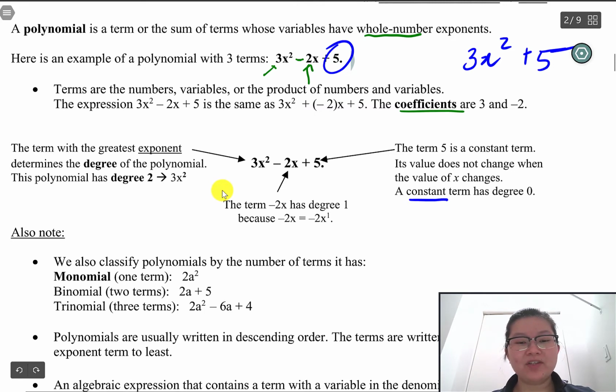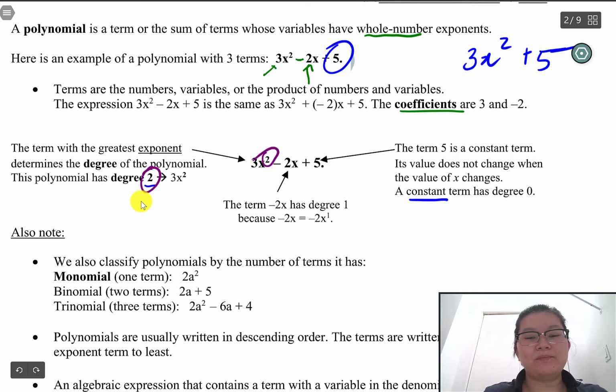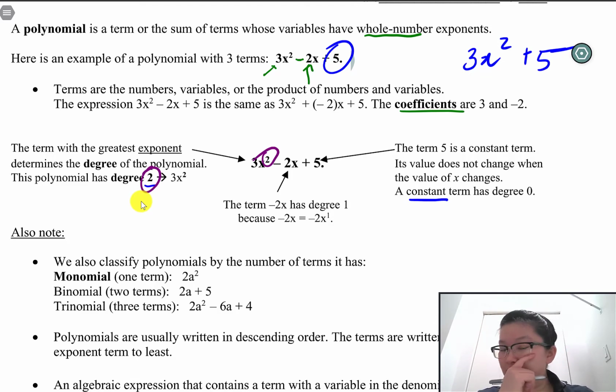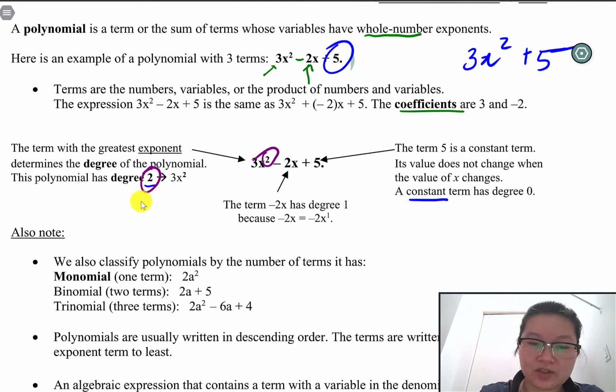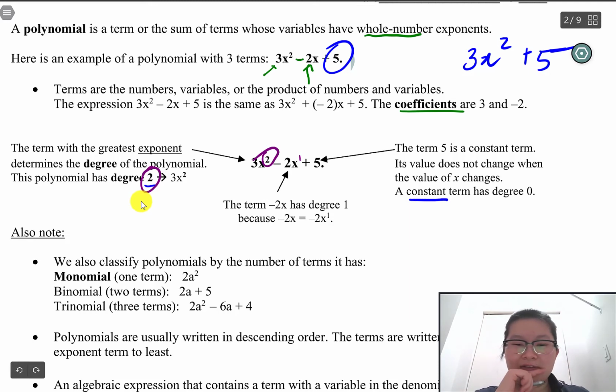Now, what are some things that we call these polynomials? For example, this one that we have here, notice that x to the power 2, the 2 exponent is the largest exponent on this entire polynomial. This means that we give this polynomial a name, and we call this a polynomial with a degree of 2, and 2 is the number on the exponent, okay? So not the 2x, because that would be an imaginary exponent of 1, which is not the case, and definitely not the 5, because 5 is not a variable. Okay, so that's one thing there.